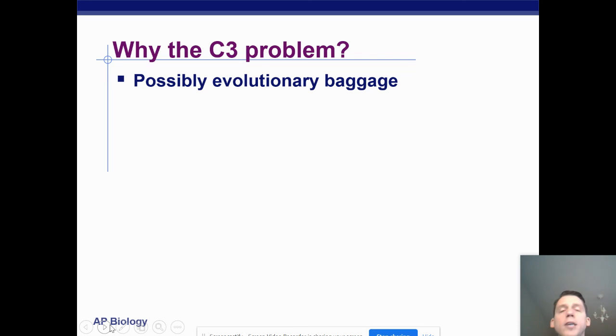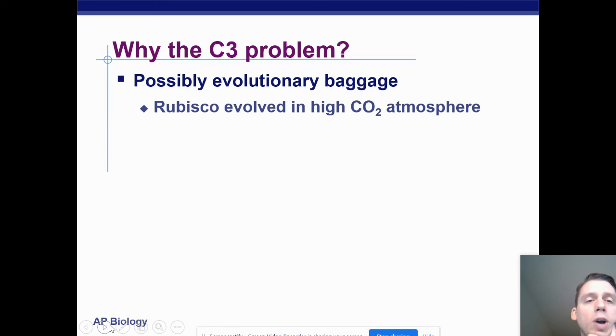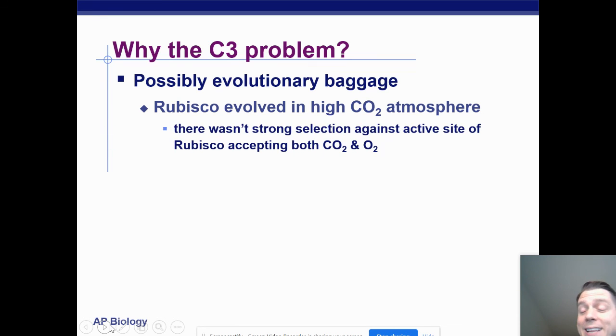Okay, so why do we even have this problem? Why do we have the C3 plant? This is a normal plant. Why do we have this problem? It's because when Rubisco evolved, it evolved when there was a ton of carbon dioxide in the atmosphere. And now there's a lot less carbon dioxide in the atmosphere and there's a lot more oxygen.